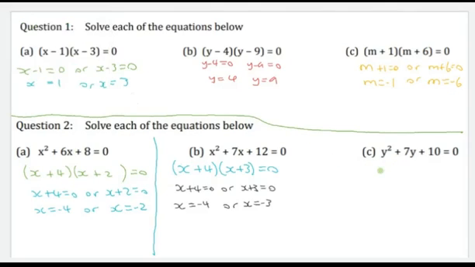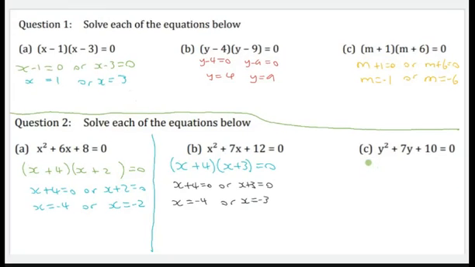Then this last example. For y, the first one would be y add 5, and the other one would be y add 2. Lovely. Because 5 times 2 gives you 10, and 5 plus 2 gives you 7. So then y add 5 would be 0, or y add 2 would be 0. So y would equal minus 5 or y would equal minus 2. Nice, nice, nice. Okay, let's go for another set of questions.